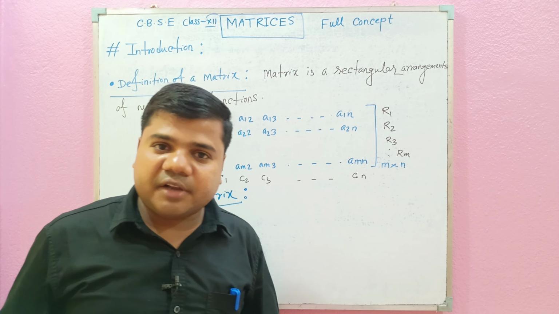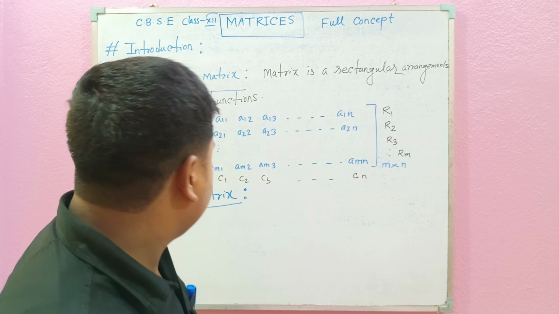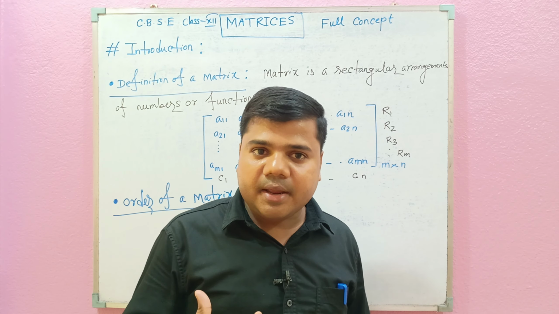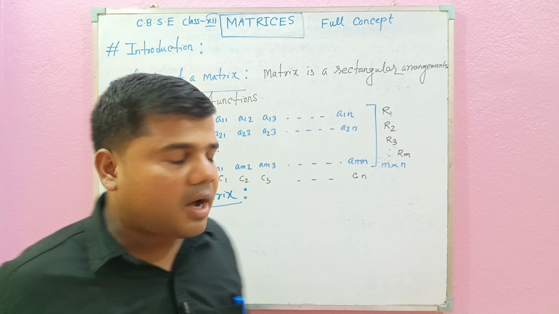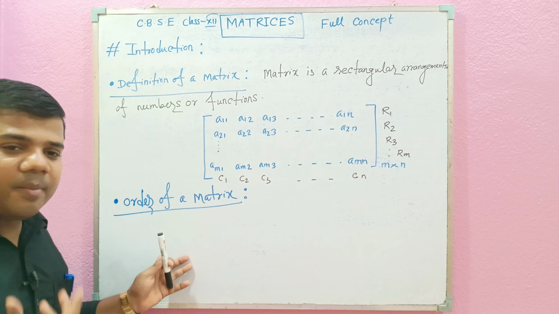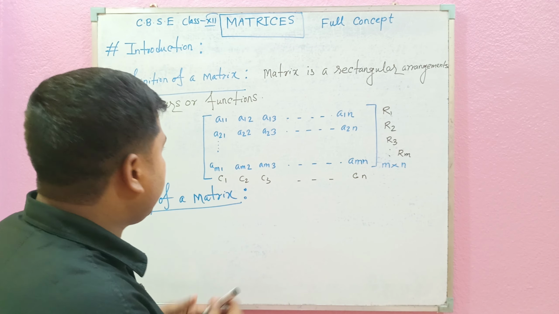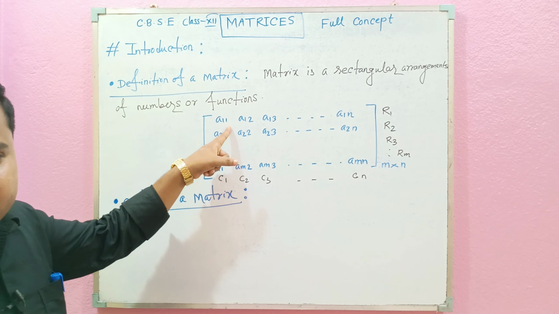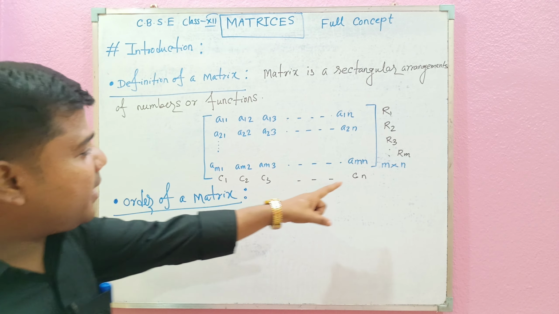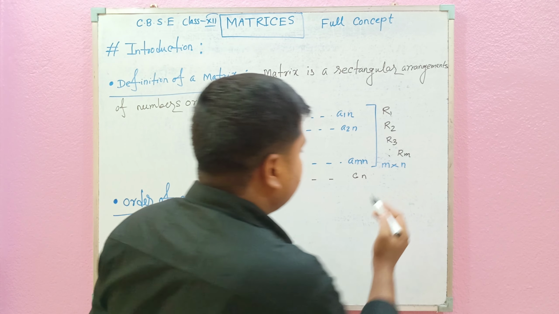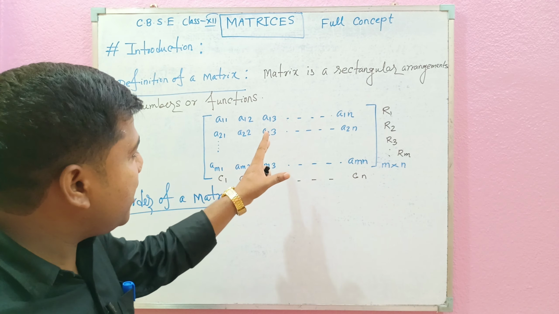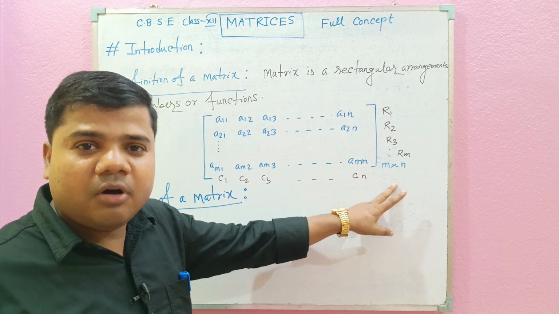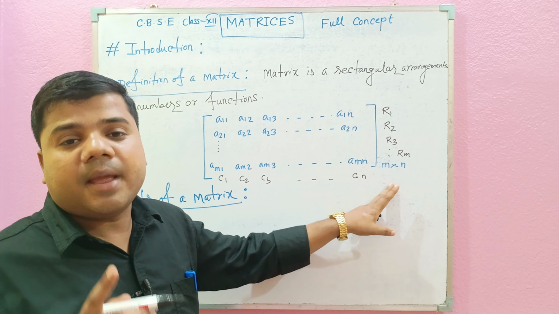Next, we will discuss the order of a matrix. A matrix having M rows and N columns is said to be of order M cross N. Here we see the general form of a matrix. The order of the matrix is M cross N because the number of rows is M and the number of columns is N.